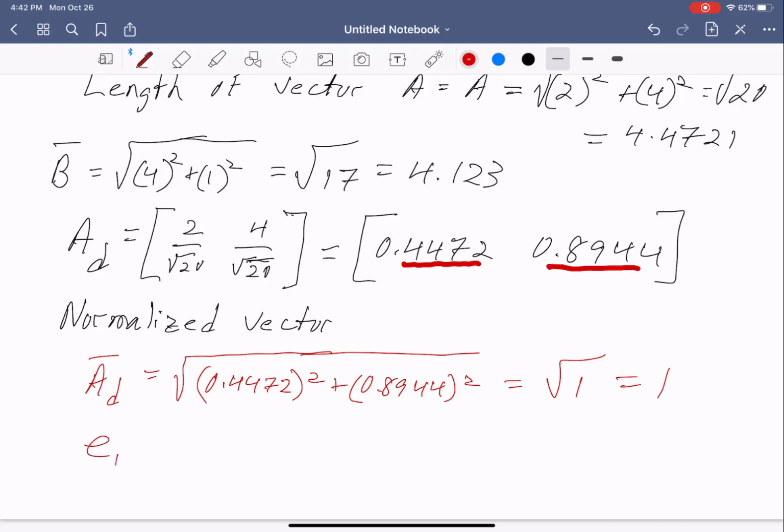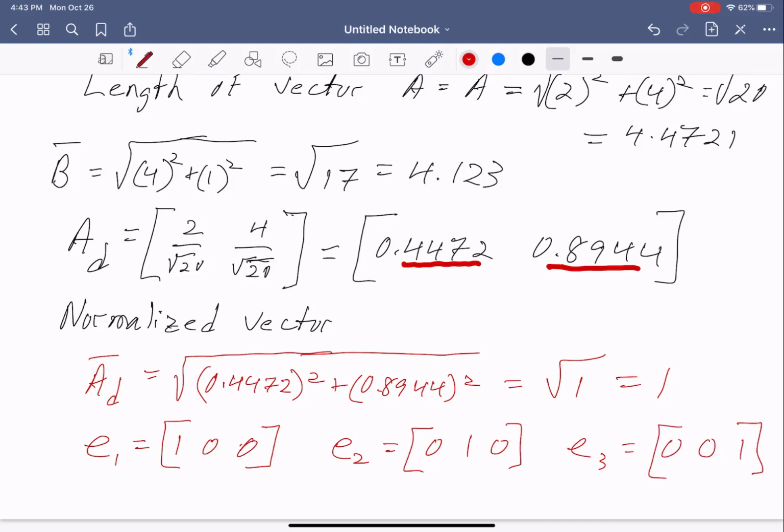So we can define E1 as, remember, in the two-dimensional coordinate system I had the vector 1, 0, but now in a three-dimensional coordinate system, E1 would look like this. E2 would look like this. And E3, the third dimension, would look like that. All right, so those are our normalized vectors.